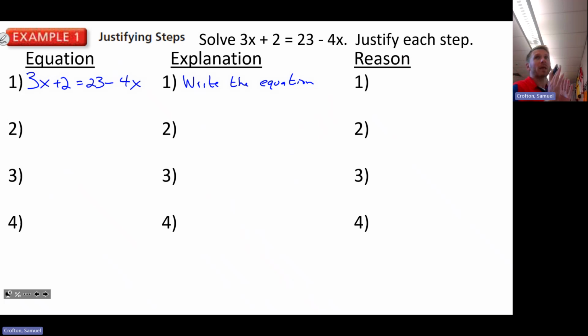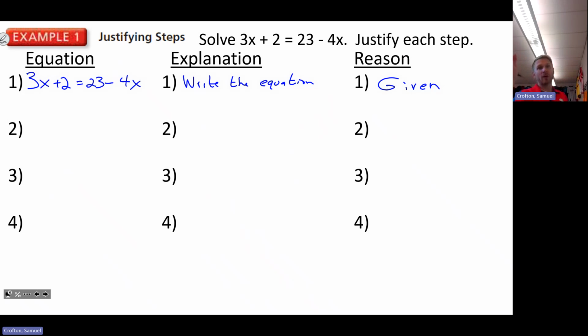And the reason is where we get a little more formal. It's how we're justifying what we're doing. And if there's a property or a theorem or something that we use there, we would put that here. In this case, starting off, the reason is "given," what you're given. It's the equation I was given, so that's what I did with it.